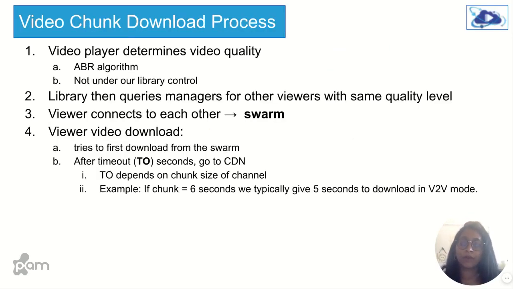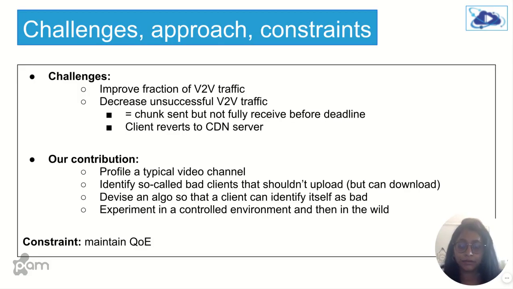To explain a bit more in detail about the chunk download process, as we already know, the player loads the EasyBroadcast library. The EasyBroadcast library then queries the manager for other viewers who are watching the same content at the same quality level. Viewers then connect with each other to form a swarm. The viewer first tries to download the video from the swarm, and after TO seconds, it goes to the CDN. TO depends on the chunk size of the stream. For example, if the chunk size is 6 seconds, we give 5 seconds to download in the V2V mode.